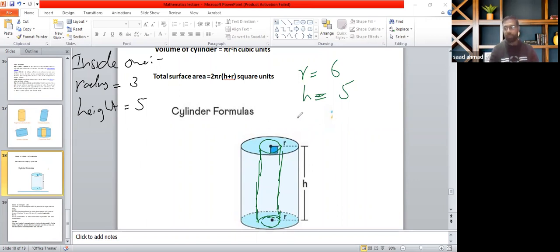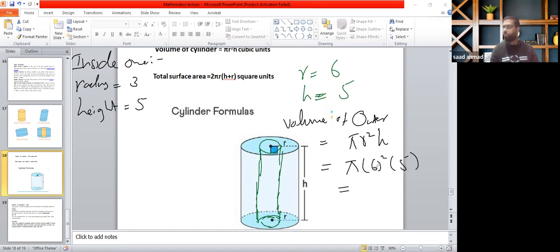Okay, so let's say the volume of the outer one is, what's the formula that we did? We did pi r squared. This is the circle, and times it by the height. So we will have pi times 6 squared times 5.